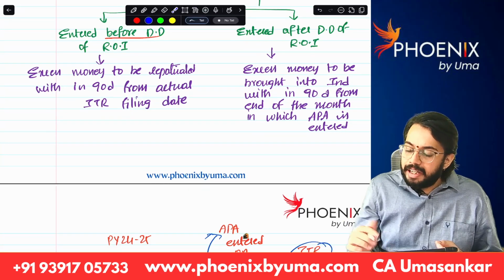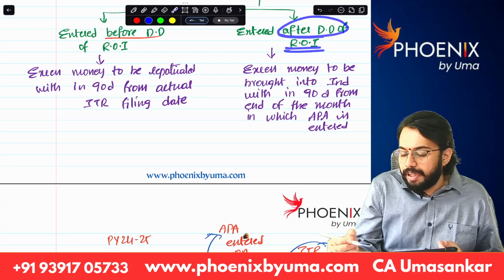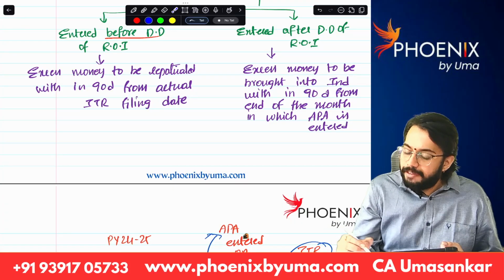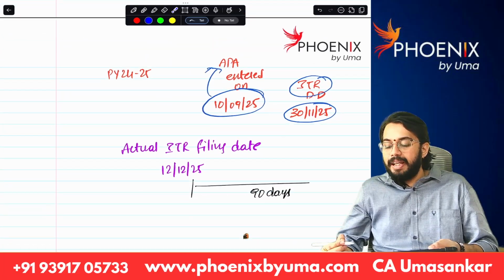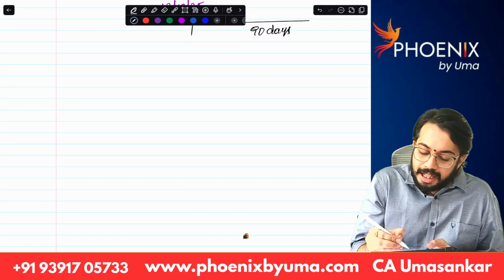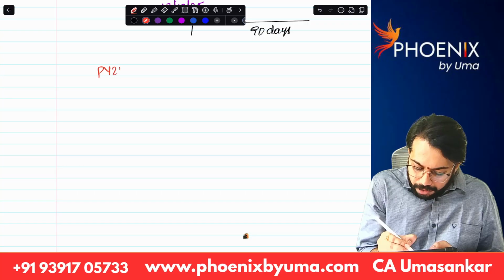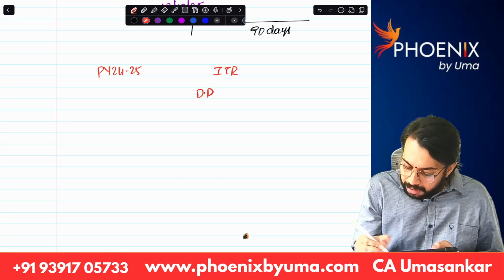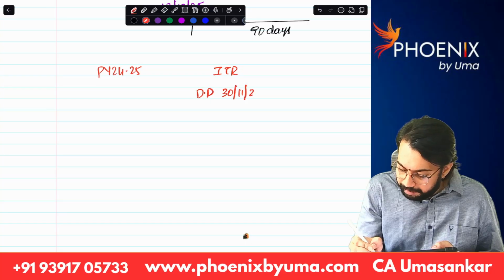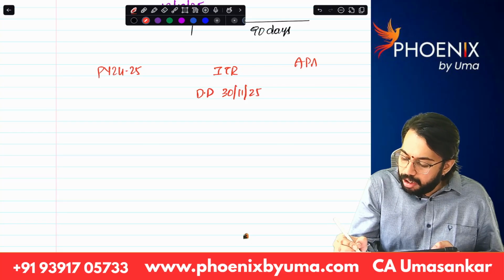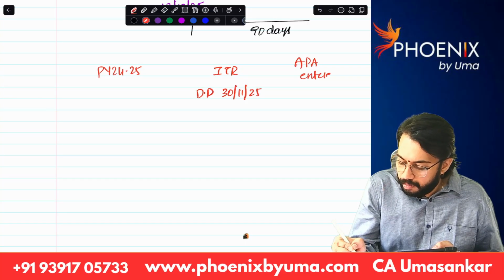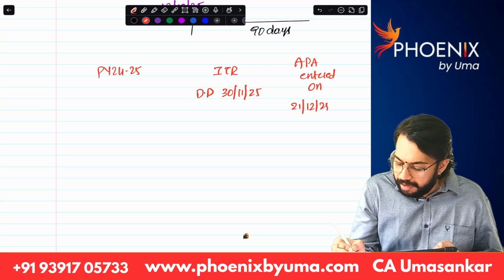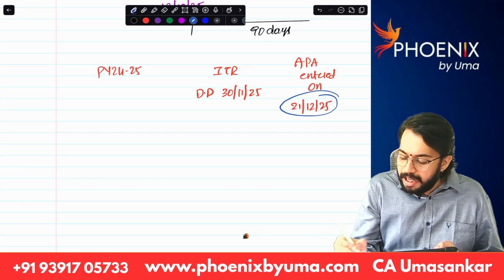If APA entered after the due date of return of income, excess money is to be brought to India within 90 days from the end of the month in which APA is entered. What do you mean by this? Let's say for 24-25, ITR due date is 30th November 2025. APA entered on 21st December 2025. APA entered after the ITR due date, right?